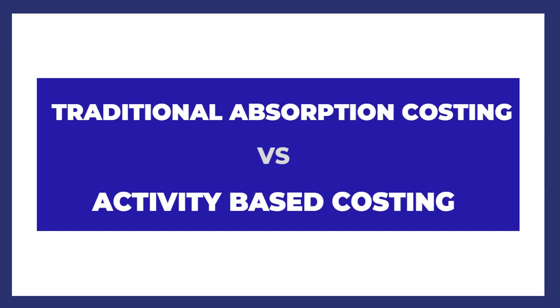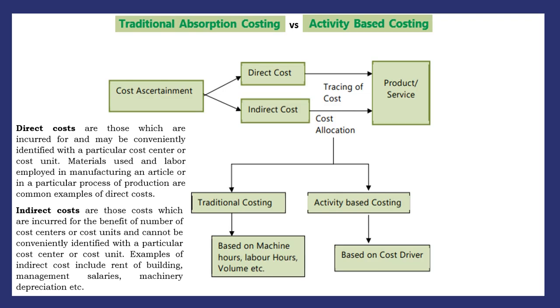Whatever expenditure is incurred to make the product, to produce the product, to manufacture the product, that is called cost. And this cost comprises two types, that is direct cost and indirect cost. So what is direct cost? The cost which is directly traced with the product, or conveniently identified with a particular cost center, cost unit or product, is called direct cost. Whatever direct material and direct labor are incurred to make the product, that is called direct cost.